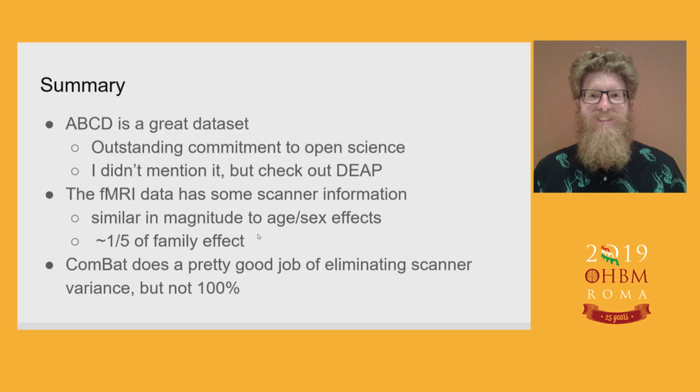And then to summarize my results, the fMRI data does have some scanner information in it, particularly the resting state data and the task-based conditions. The contrast seems to be pretty much okay. It's similar in magnitude to the percent variance explained by age and sex, and about a fifth to a quarter of the magnitude of the percent variance explained by family.